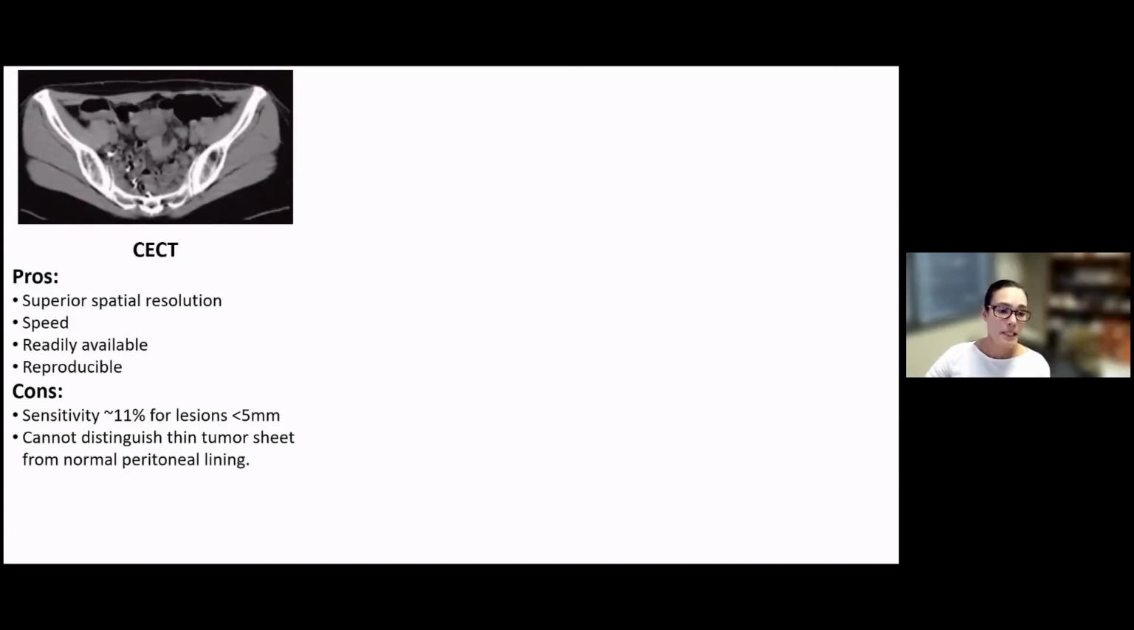The cons is that the sensitivity is about 11% for lesions less than 5 millimeters, but still they can be seen. And it can be very difficult to distinguish a thin tumor sheet, especially in the peritoneum, from normal peritoneal lining. Sometimes the peritoneum gets thickened by other things like inflammation or even post-operative changes and fibrosis, and that makes it very difficult in any imaging modality to distinguish tumor from the normal structure.